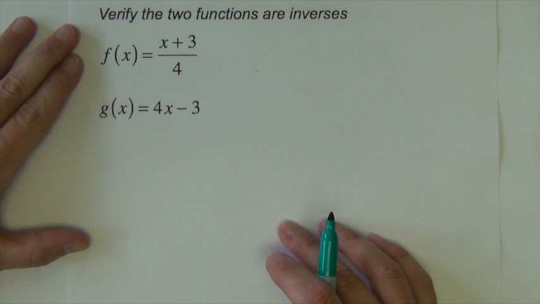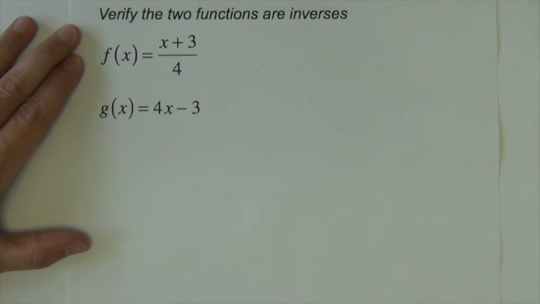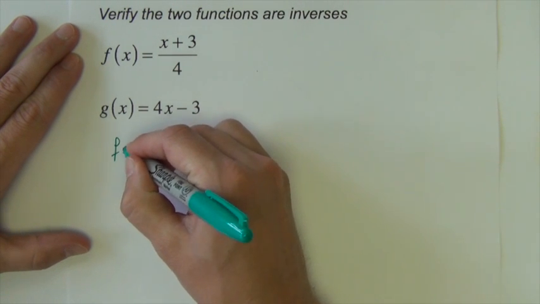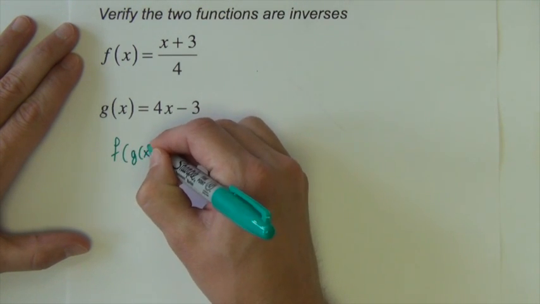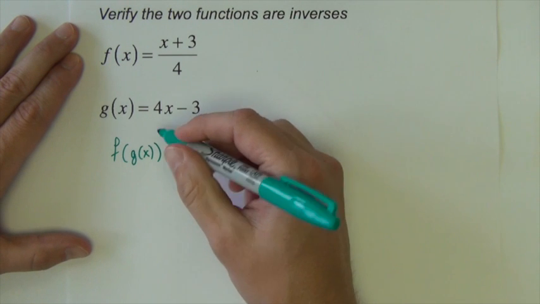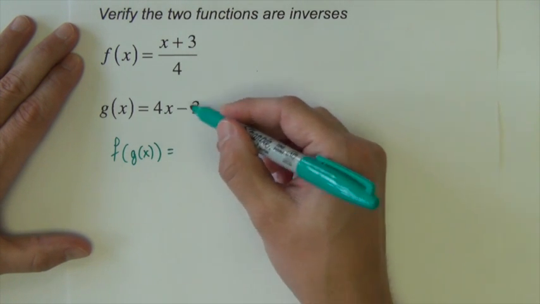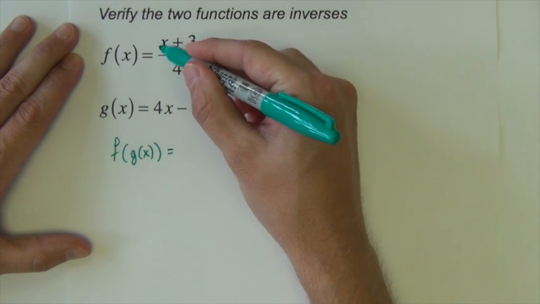Directions say verify the two functions are inverses. So I'm going to check the inverse composition rule. I'm going to check f of g of x, which says take the g function right here, put it into the x in the f function.